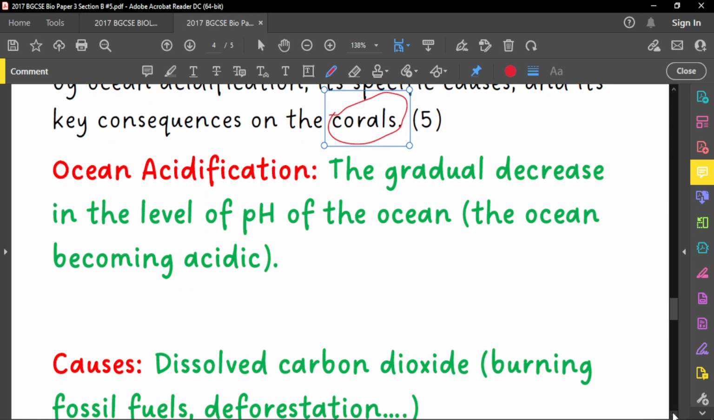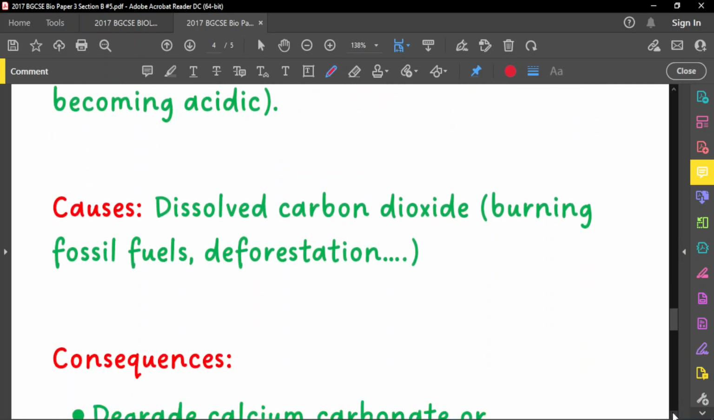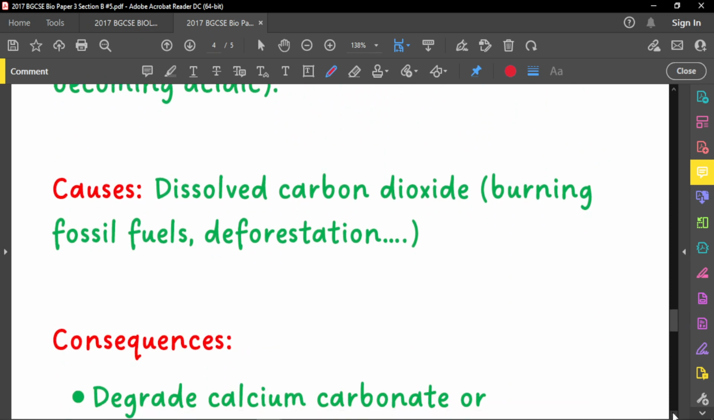So acidification is simple: the gradual decrease in the level of pH of the ocean. So in other words, in basic terms, the ocean becomes more acidic. The ocean is becoming acid. That's what it really means in layman's terms. The cause of this is simply the dissolving of carbon dioxide. When carbon dioxide dissolves in the water, it forms acidic substances. All right, so it forms what they call carbonic acid, right? And there are also indirect causes, because production of carbon dioxide is simple: burning of fossil fuel, we know, produces a lot of carbon dioxide.